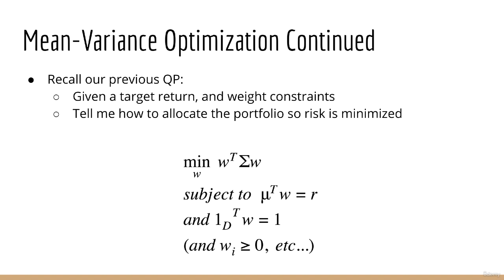Let's recall what the quadratic program we derived earlier actually gives us. It says that, given a specific target return, and given some particular constraints on the weights, tell me how I can allocate my portfolio so that I can achieve the smallest possible variance. Let's see what that means in terms of the risk-return plot.